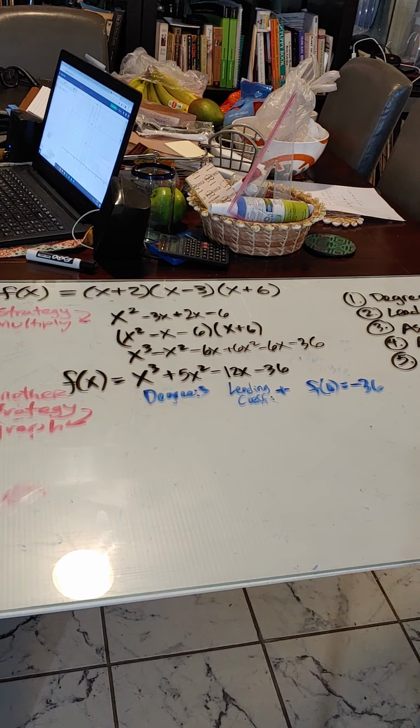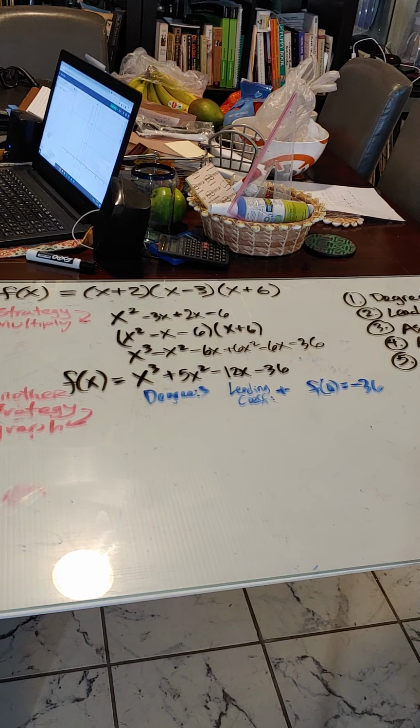And so one strategy to determine the behavior as x is approaching positive and negative infinity is to graph this sucker. So that's one way to do it. We could also do it algebraically, but I think it's kind of fun to graph it. So we're going to graph this polynomial, and by locating the zeros, which is one of the activities that you're expected to be able to do as well.